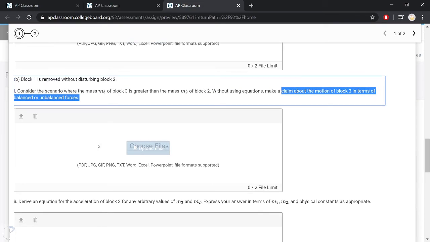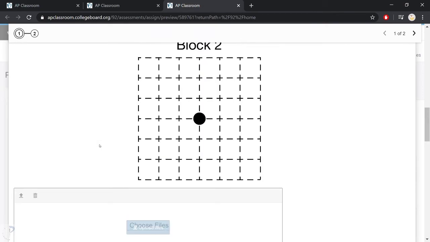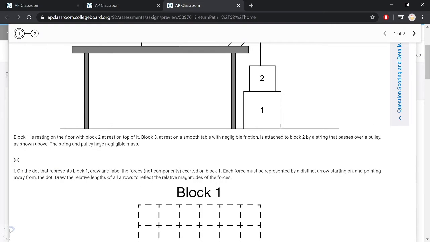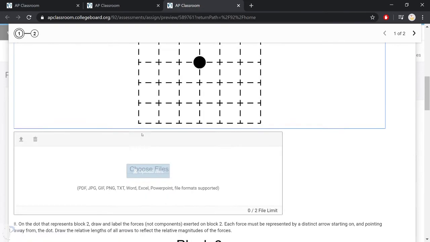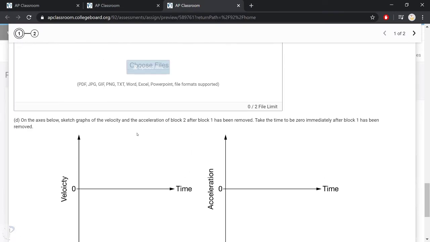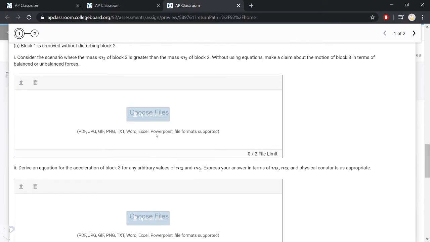Well, since there is no friction on the table. Wait, was that stated? I keep saying that. Oh yeah, smooth table with negligible friction. Yes, so there's no friction. Then there's only one force on the x-axis for the third block, which is pointed to the right, the tension force.